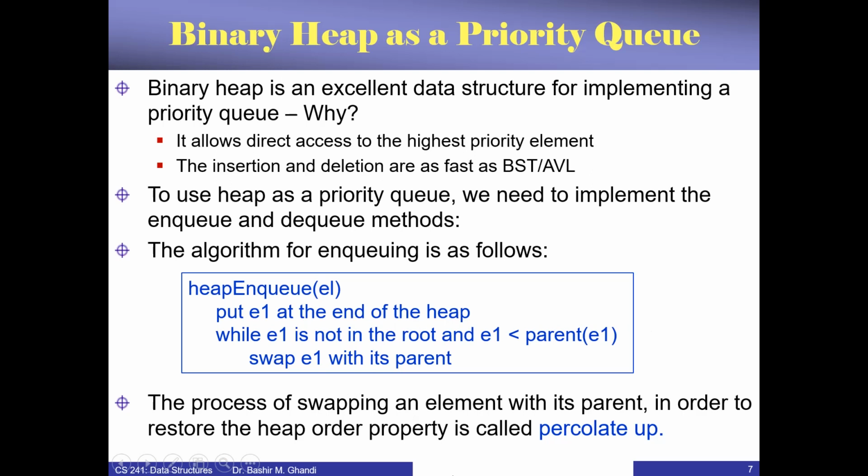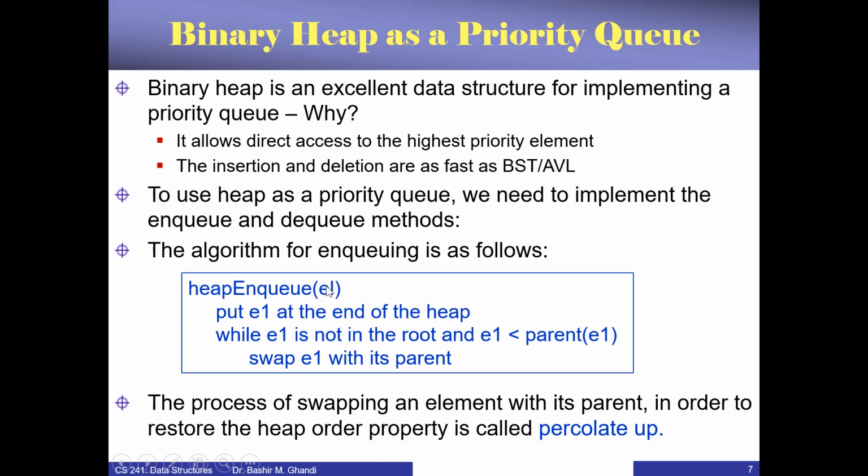We're going to take examples to illustrate this to make sure you understand it well. But there is one terminology I need to introduce here. The process of swapping an element with its parent in order to restore the heap order property is called percolate up. So this loop is doing percolate up.